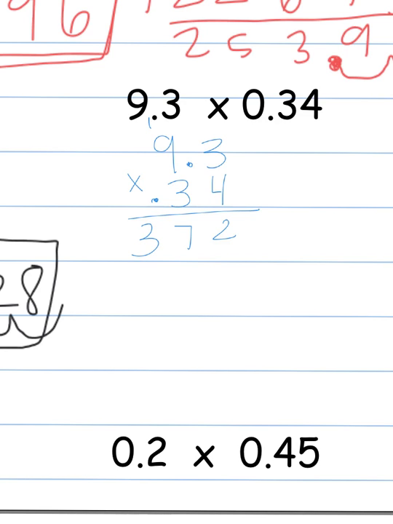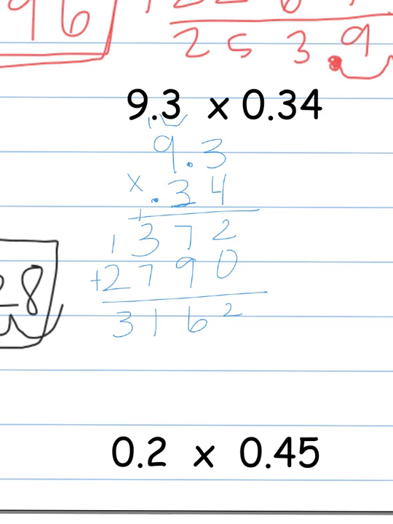Okay, now we're moving over 1 spot to this bottom 3, so we put in our 0 as a filler, our placeholder. 3 times 3 is 9. 3 times 9 is 27. Add these like normal. 2 plus 0 is 2. 7 plus 9 is 16. Regroup our 1. 7 plus 3 is 10, plus 1 is 11. 1 plus 2 is 3.